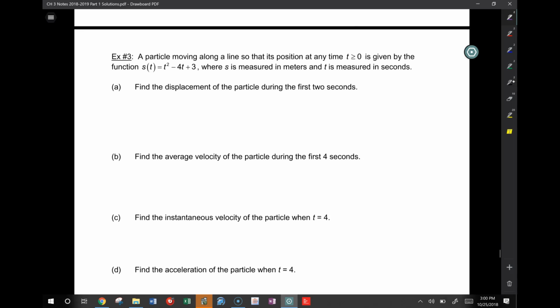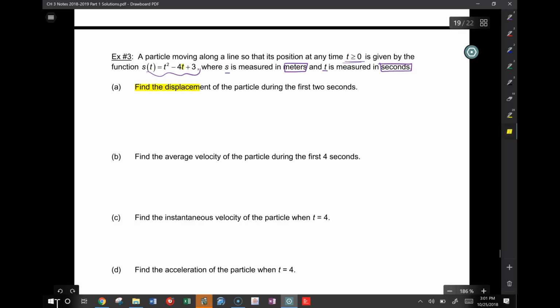So now, a particle moving along a line has a position at any time t greater than or equal to 0 given by this function. So that's the position, where s is measured in meters and t is measured in seconds. Do you see what I did there? I didn't just passively read this. While I was reading, I underlined and marked some important information. Okay? All right.